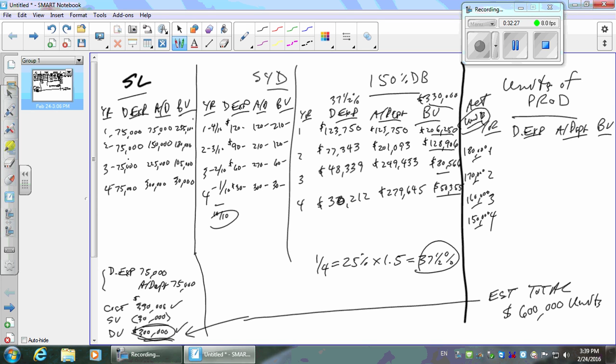Oh, no, I did it wrong. If I wrote down cost less salvage value, call it book value, that's wrong. That's just a mistake. I wrote it down wrong. Book value is the cost less the accumulated depreciation. For each one of these, we're taking the original cost less the accumulated depreciation, which gives me the book value, for every single one all the way through. That's what that is. I apologize for that.